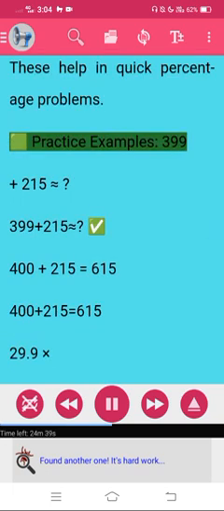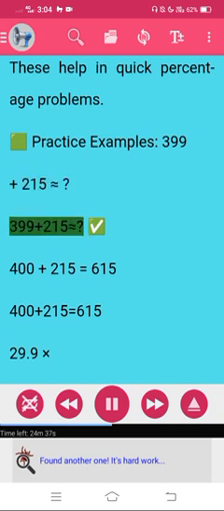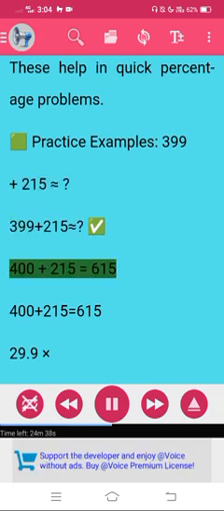Green square practice examples. 399 plus 215 approximately equals. Check mark. 400 plus 215 equals 615.